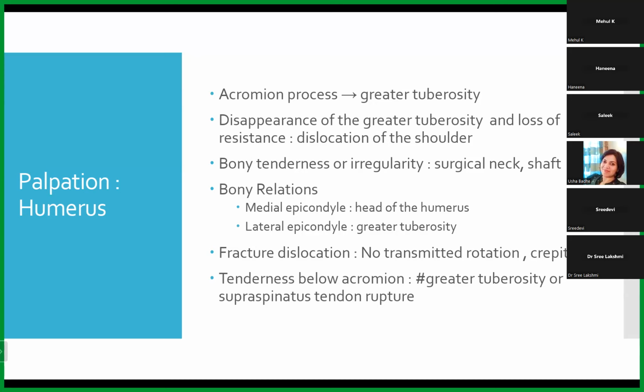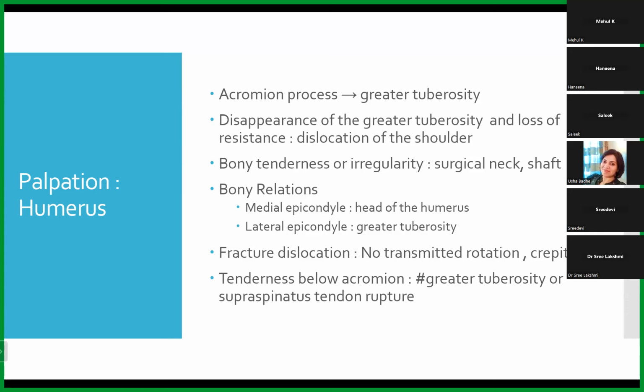And similarly, after palpating the greater tuberosity, we should ideally extend going down till the shaft. In this area, anywhere near the surgical neck of the humerus, or in the shaft of the humerus, if you are able to elicit any crepitations or any pain or tenderness, that is suggestive of a fracture of that area.